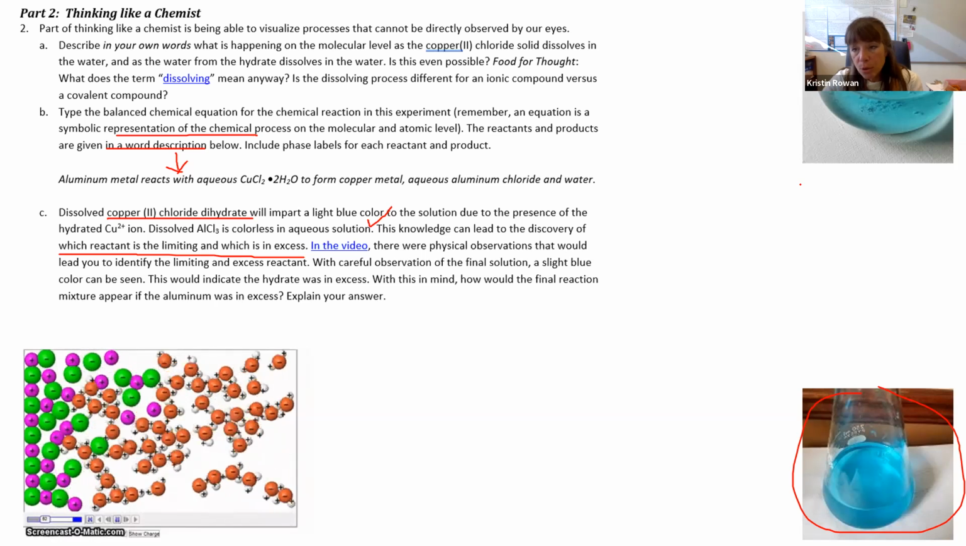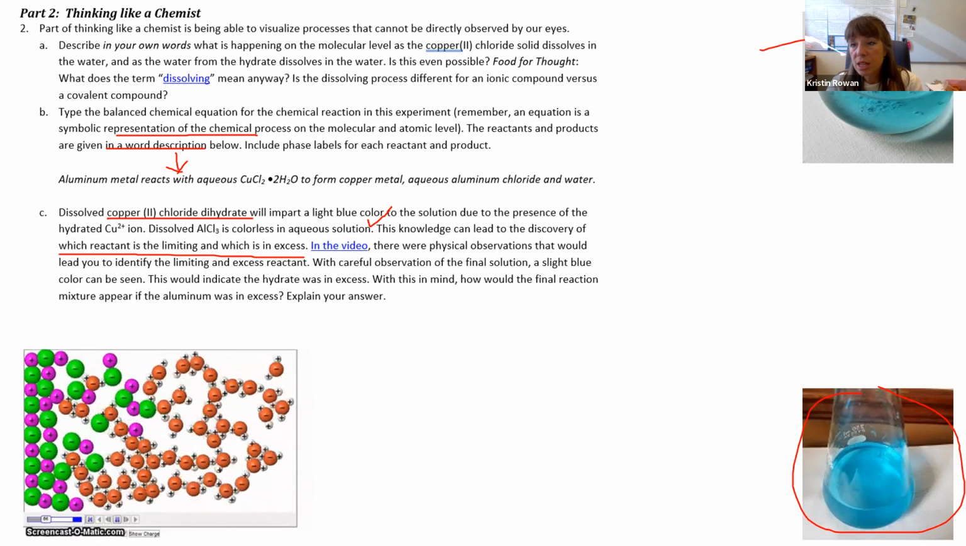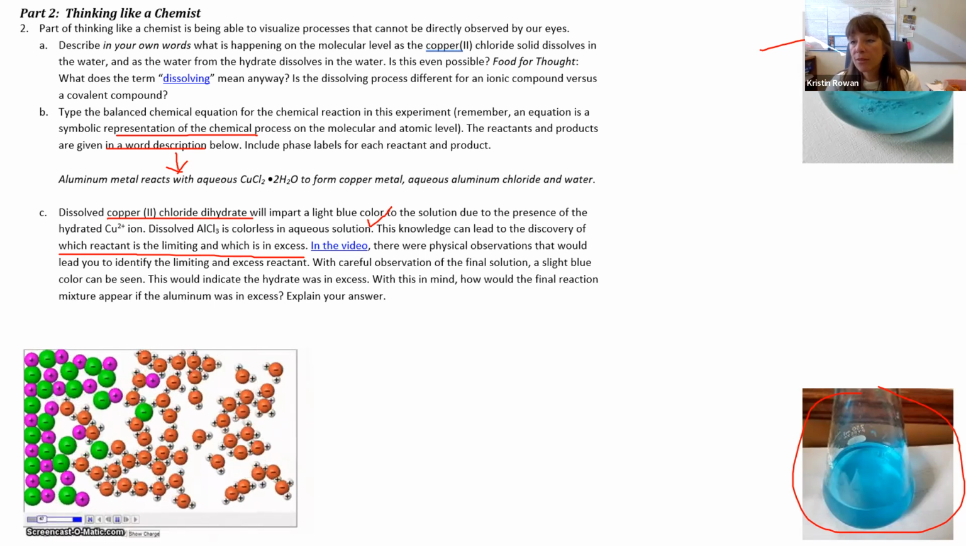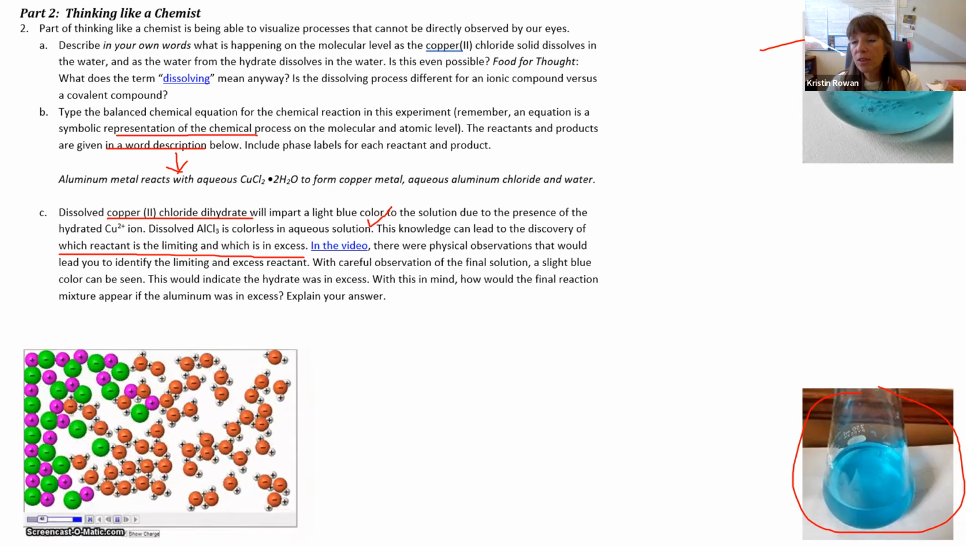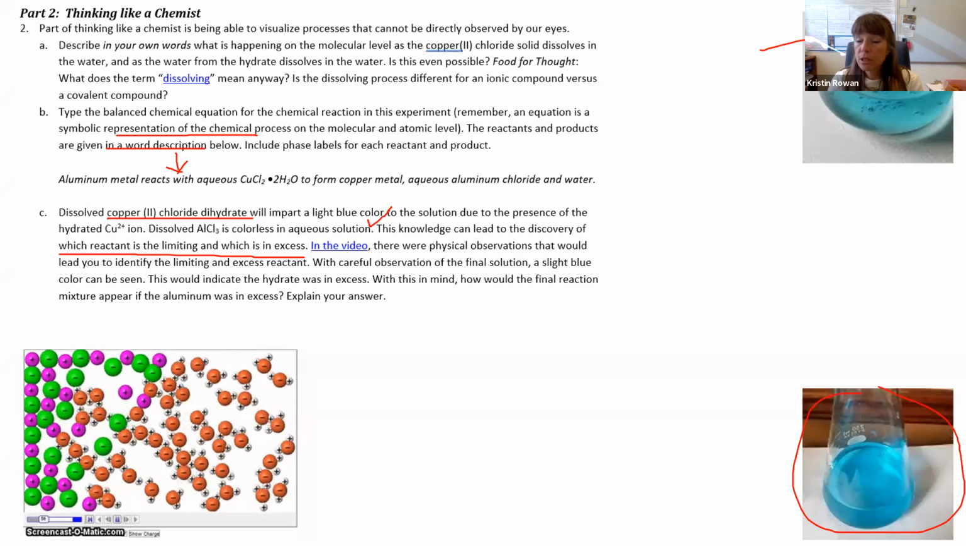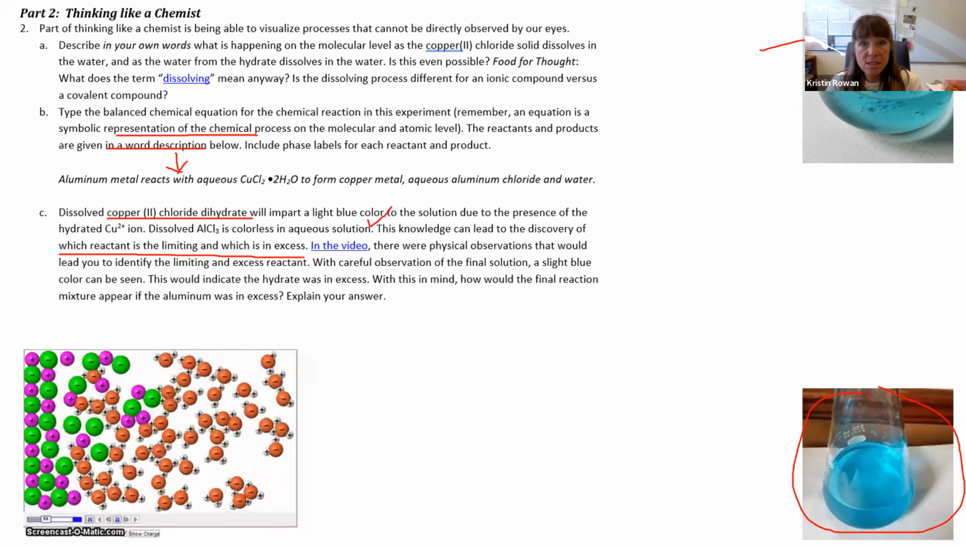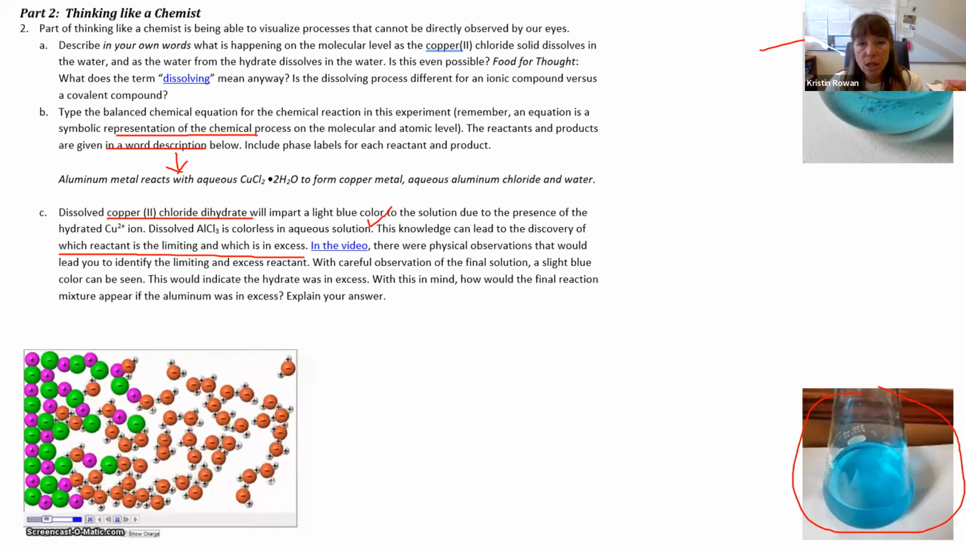Now you'll notice in the upper right of your screen, you'll see a solution. This was the final solution of what it looked like after the reaction was finished and all the aluminum was eaten up. So in that example, the aluminum was the limiting and the copper 2 chloride, there must have been some excess, hence the blue color.